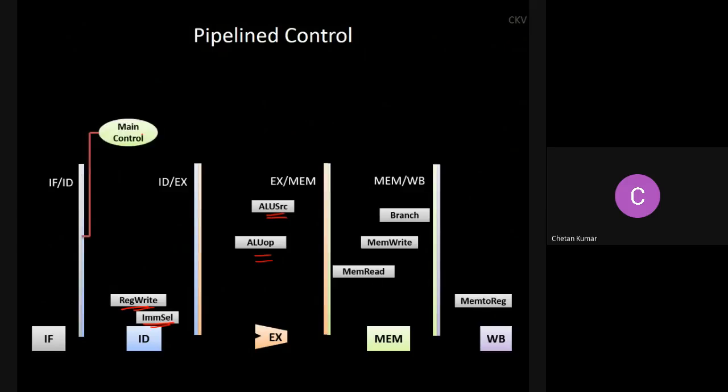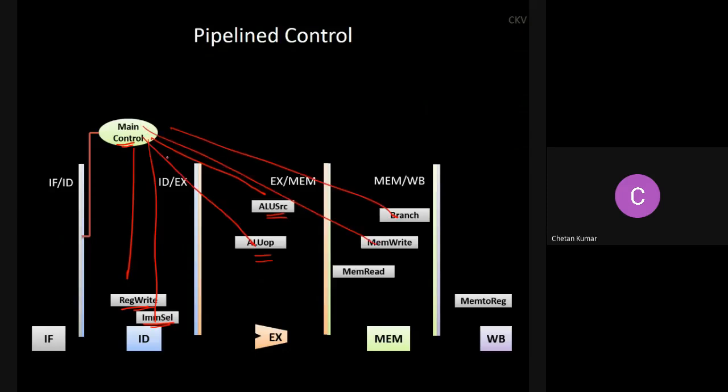Now you know that the control unit is here, which is generating all of the control signals. Should I directly connect all control signals from here? Should I generate all control signals here only? Will that be correct? If I do this, what will be the problem? All these control signals will be related to which instruction?